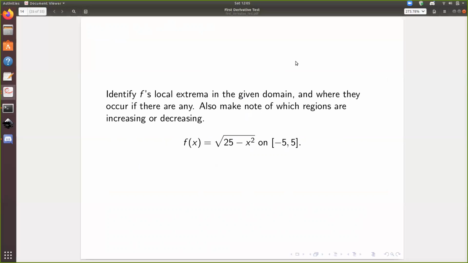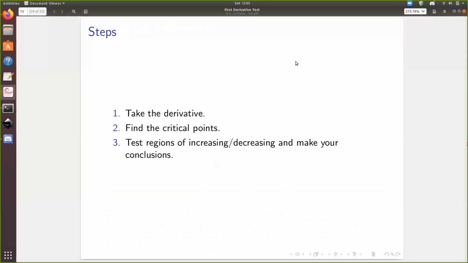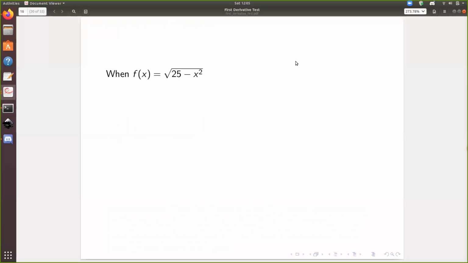Let's keep going. So we have a new function. We have f of x equals the square root of 25 minus x squared, and it's going to be on the domain from negative 5 to 5. So what are our steps? We take the derivative, we find the critical points, and then we test our regions of increasing and decreasing, and we make conclusions. Sorry for the repetition, but repetition's good.